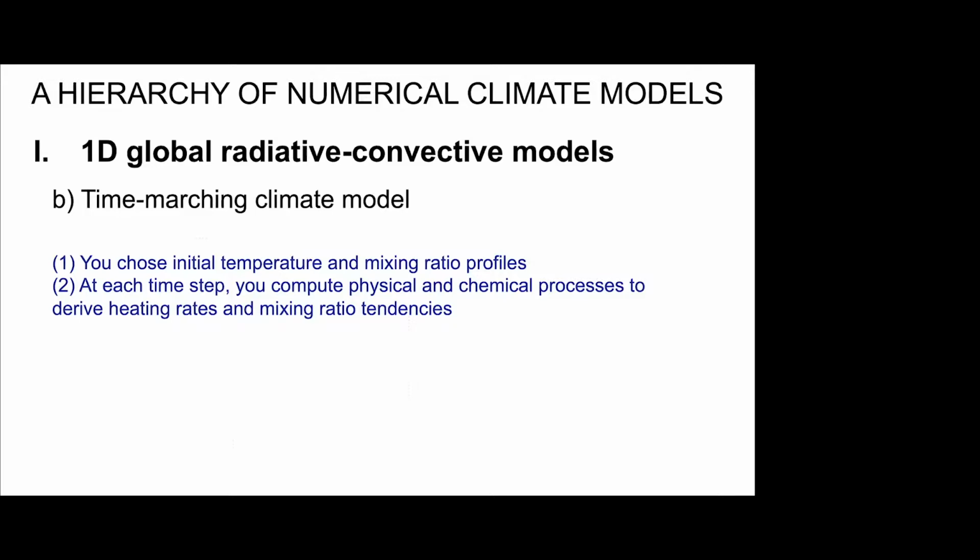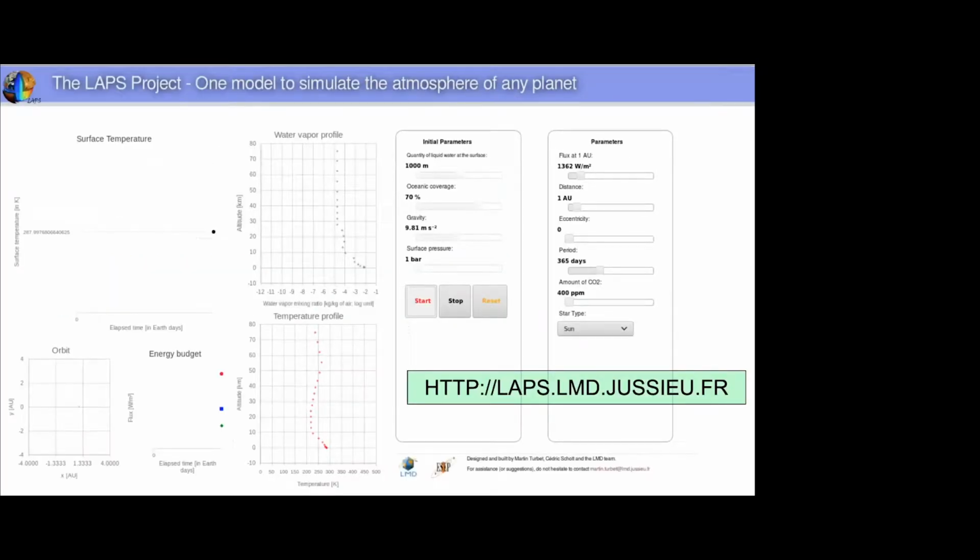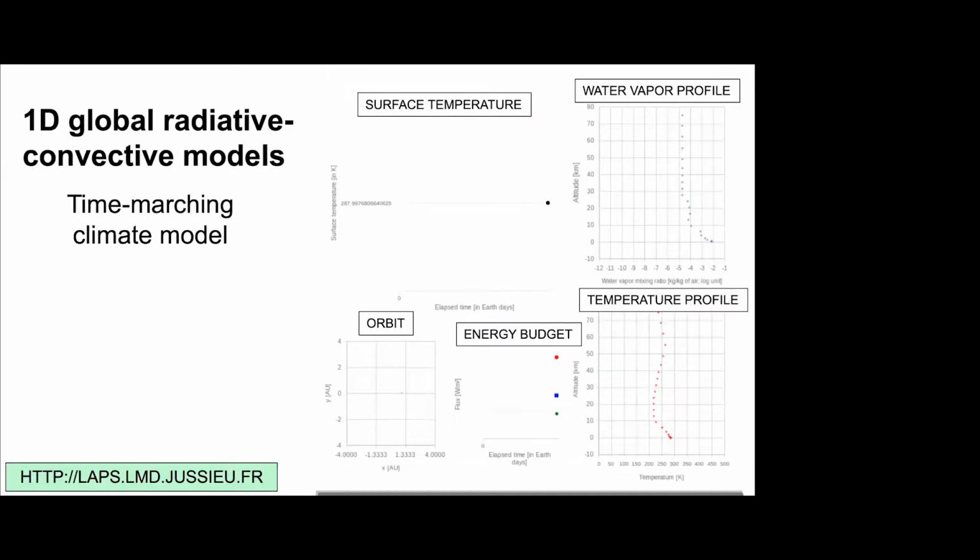And if you want to know more about this, I recommend having a look at this model I developed during my PhD, which is an online versatile model that you can use to explore by yourself a 1D time-marching climate model to explore possible atmospheres of Earth-like planets. And I will show you an example here where we will follow on this graph several types of quantities: surface temperature, water vapor profile, temperature profiles, orbit, and the energy budget at the top of the atmosphere.